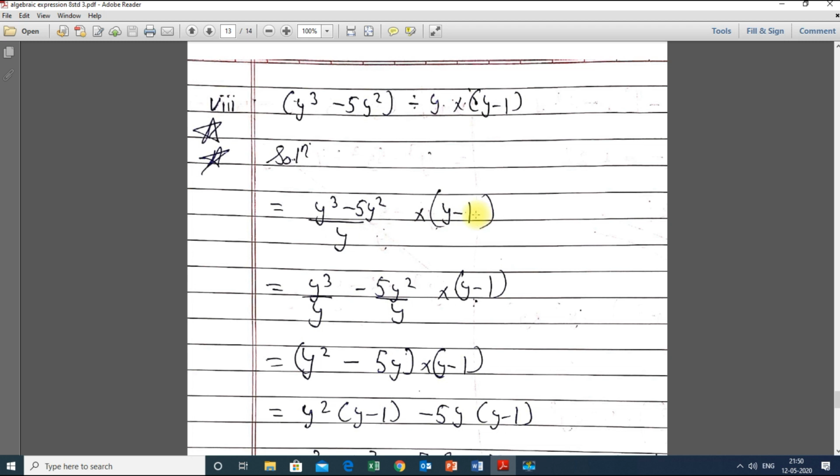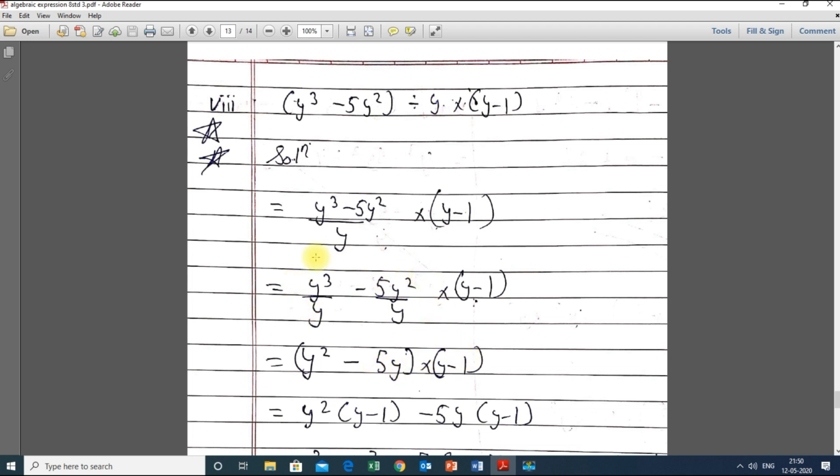Now we have done, it is a polynomial divided by monomial. So this monomial will go with y raised to 3 and this monomial will also go with minus 5y square. You can see over here. So y raised to 3 upon y minus 5y square upon y into y minus 1. So y square I will get as the answer, and minus 5y I will get as the answer, into y minus 1. Again there is a bracket over here.